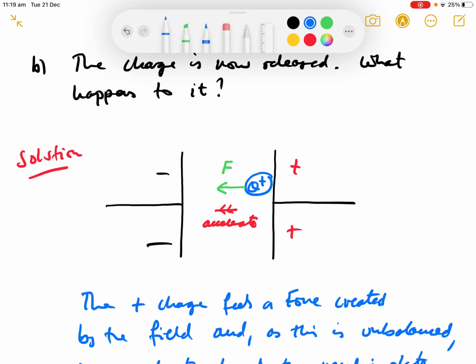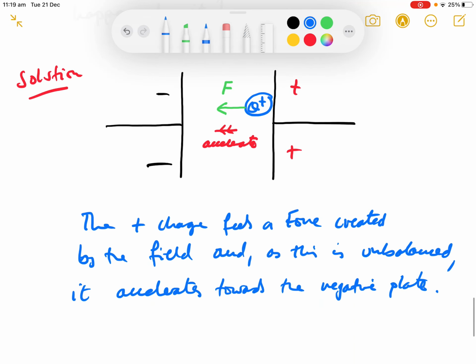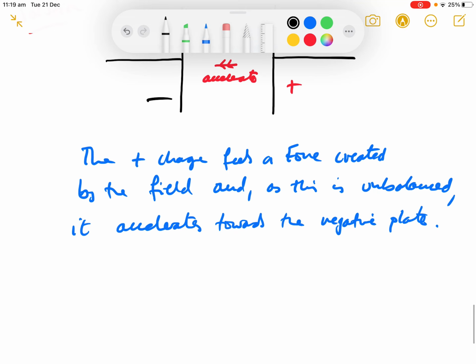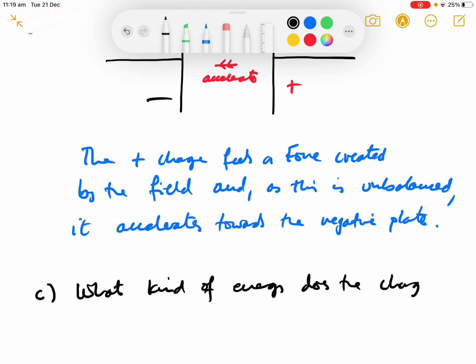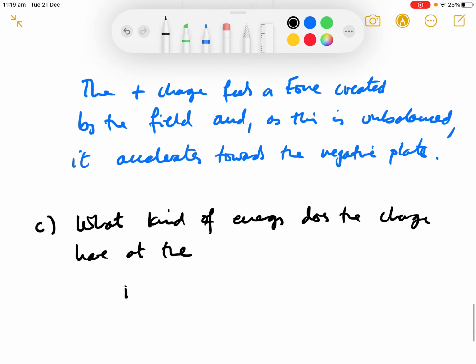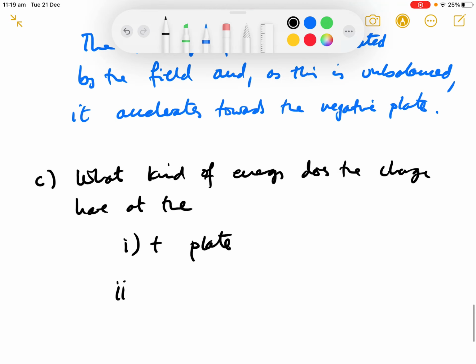Okay. Final question in this part then. What kind of energy does the charge have at the 1, positive plate and 2, negative plate on returning?